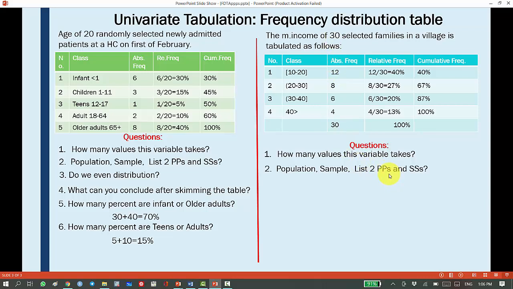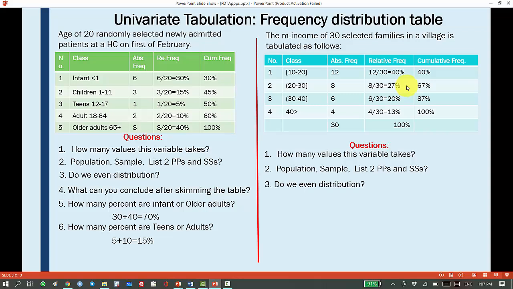Two population parameters, for instance: if we have the monthly income of all families in the village and we find the number of families with income between 10 and 20,000 and the relative frequency of the families with income between 20 and 30,000, those are population parameters. Sample statistics, we have a lot of them already here. All numbers here, all numbers here, all numbers here, they are examples of sample statistics.